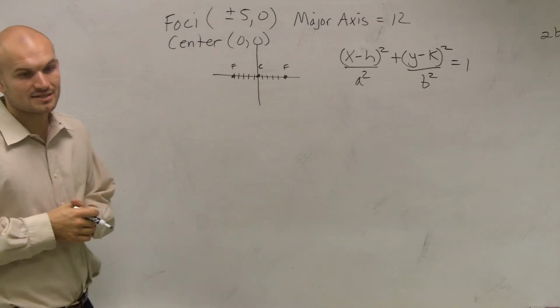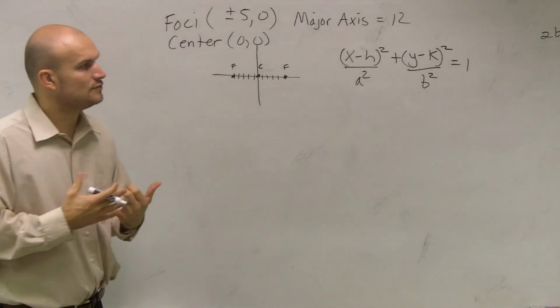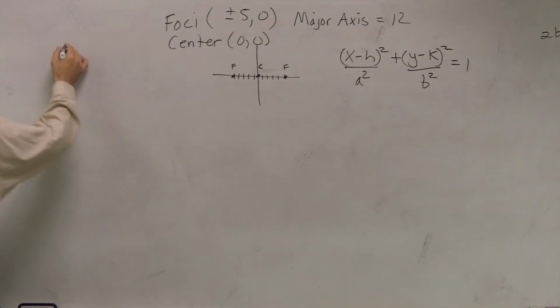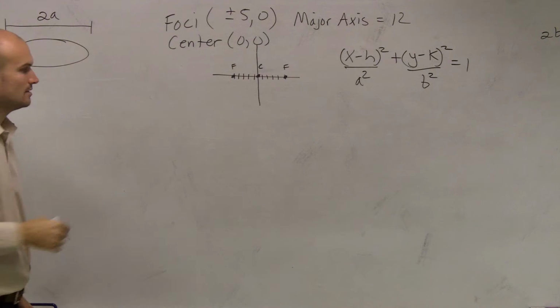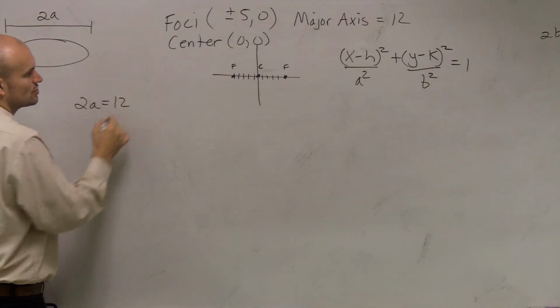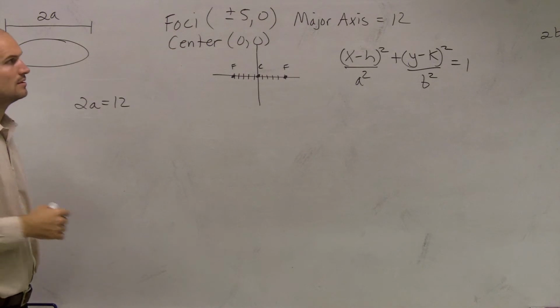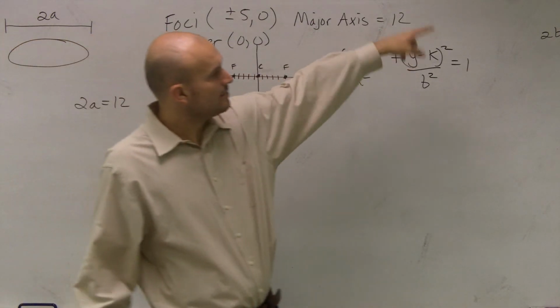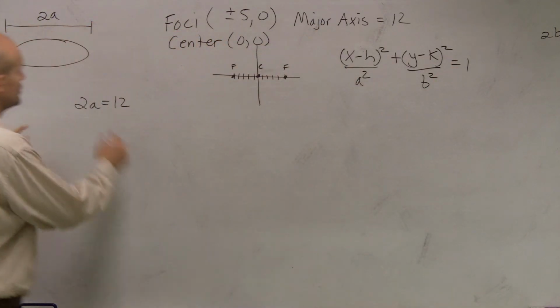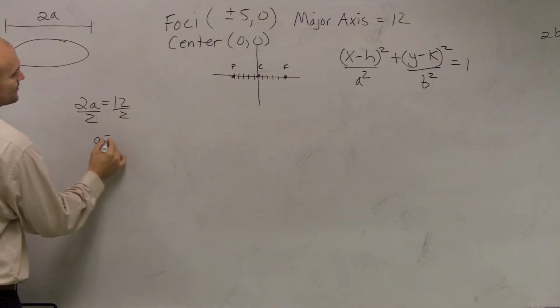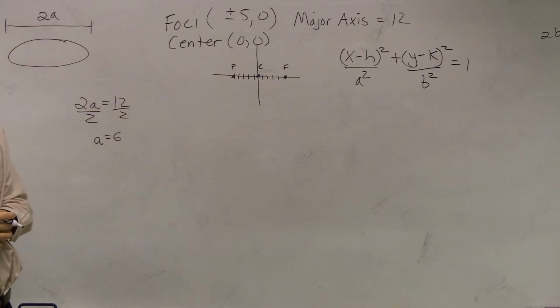The next thing it says is our major axis is 12. If you remember, when I drew this diagram, I said your major axis is 2a. The major axis from one vertex to the other is 2a, and they say that length is 12. So 2a equals 12, divide by 2, and a equals 6.